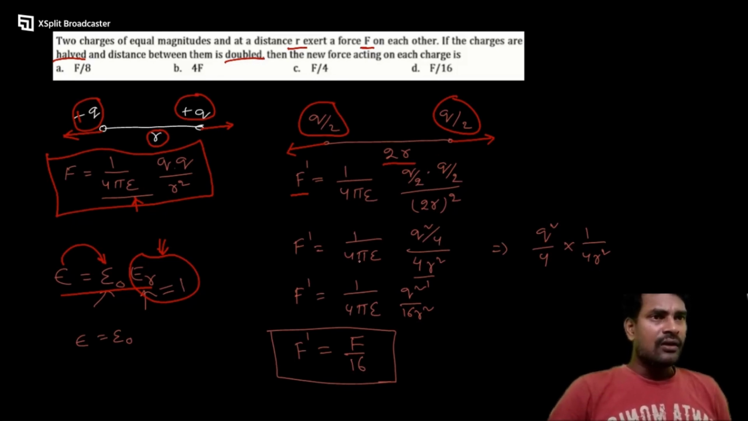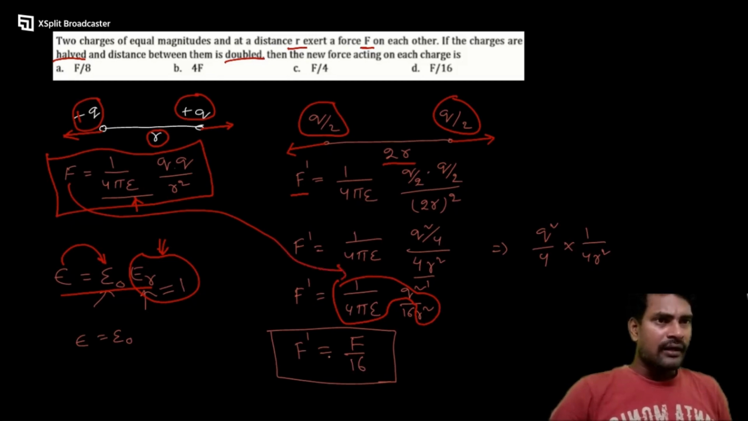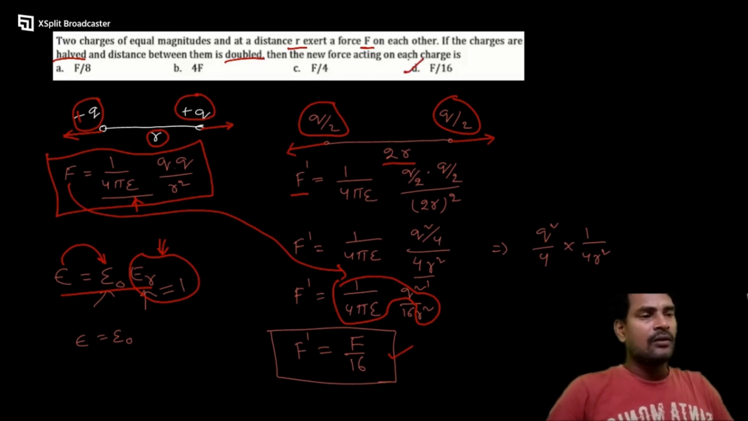So I have rearranged 1 by 4 pi epsilon q square by 2 into 2, which becomes 4, divided by 2r whole square, which is 4r square. Now I rearranged it: 1 by 4 pi epsilon q square by this 4 into 4 becomes 16. So if you see, this 1 by 4 pi epsilon into q square by r square is nothing but this F. So I can write F dash is equal to F divided by 16. So option D is the correct answer for this question. Okay, let me go with the next question.